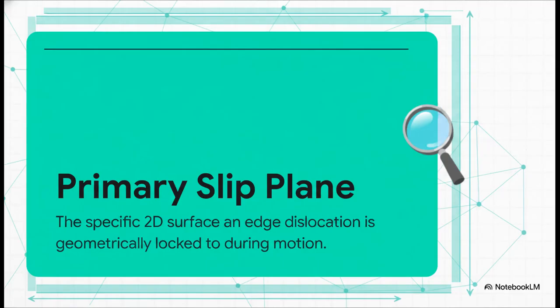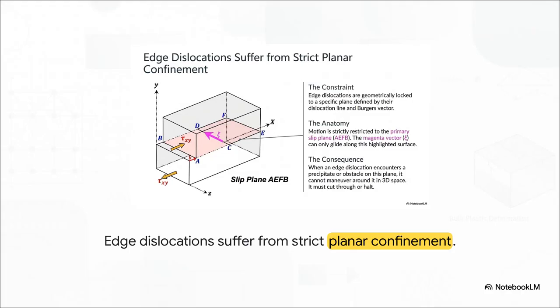But before we talk about dodging obstacles, we need to quickly define the primary slip plane. Think of this as the specific 2D surface that an edge dislocation is geometrically locked to during motion. It's basically a rigid, highly restrictive track. And because of that track, edge dislocations suffer from a pretty severe limitation: strict planar confinement.